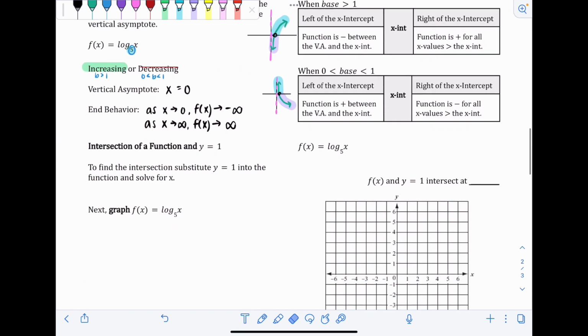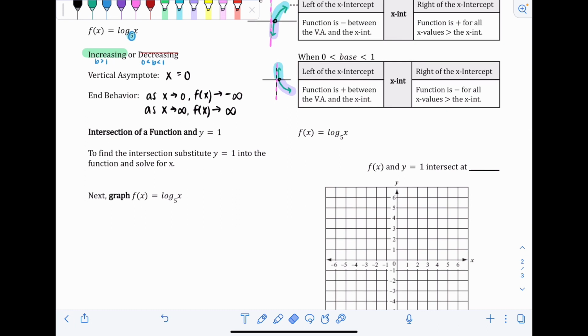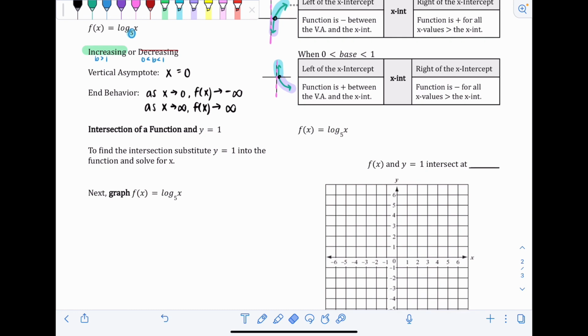Okay, so there's one more thing that we need to figure out, how to pull from a rule, before we can get into graphing it. So for the intersection of a function and y equals 1, you can also find this from a rule itself, not just the graph. So to find the intersection, substitute y equals 1 into the function and solve for x, kind of like when we found the x-intercept. So we take y equals 1, and we replace f of x with it because f of x and y are interchangeable, so we're putting that 1 in for f of x, and then we're going to solve for x.